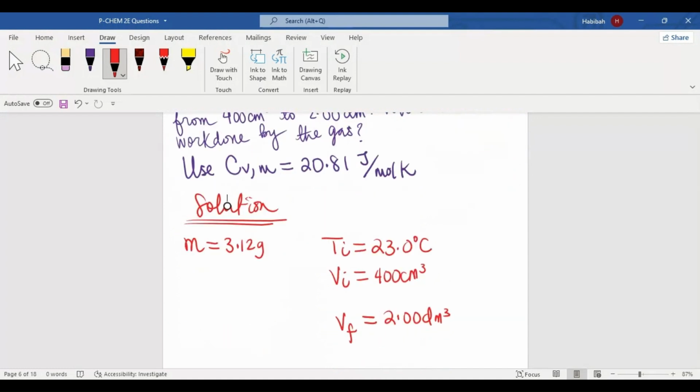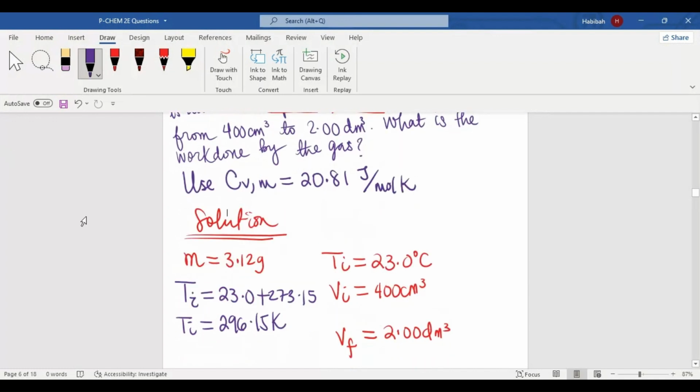Now, the first thing you have to note is our temperature is given to us in degrees Celsius. We have to go from degrees Celsius to kelvins. That's how you solve any question in thermodynamics. So that would be 23.0 plus 273.15. So the T initial would just be 296.15 kelvins. So that is what we're going to be using in this question.